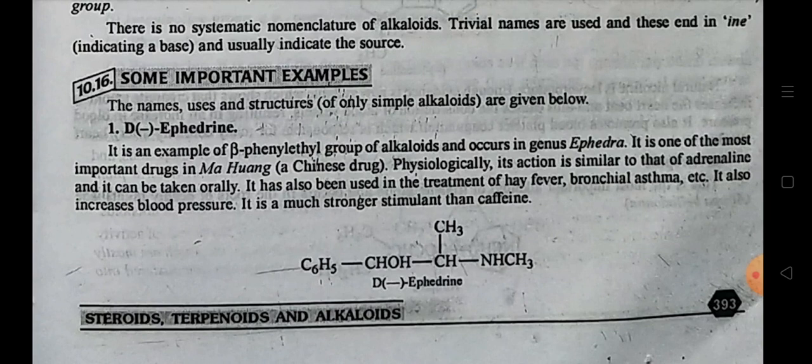It also increases blood pressure. It is a much stronger stimulant than caffeine. The structure of D-ephedrine is C6H5, CHOH, CH, and a CH3 group is present on CH, and the CH unit is attached with NHCH3.